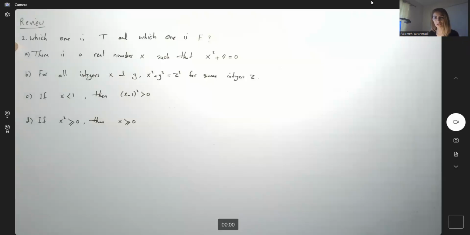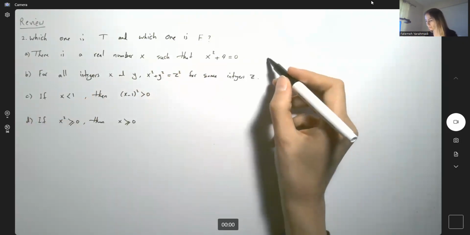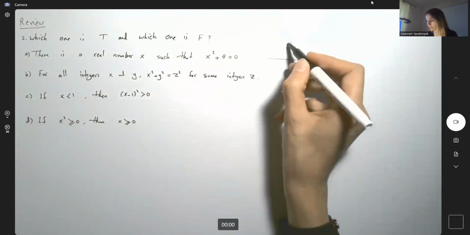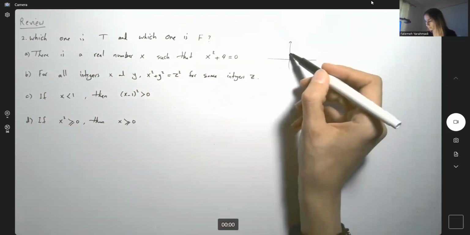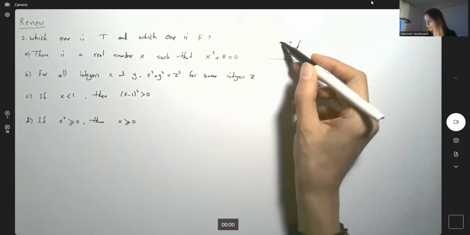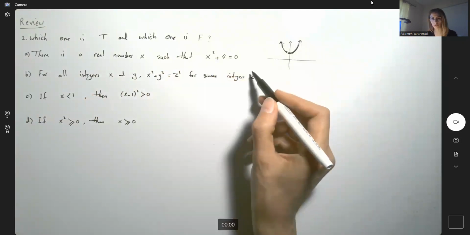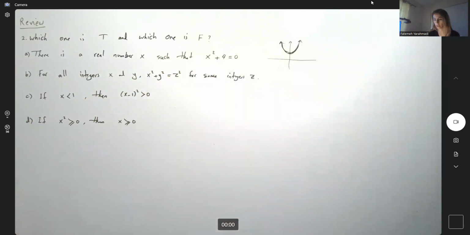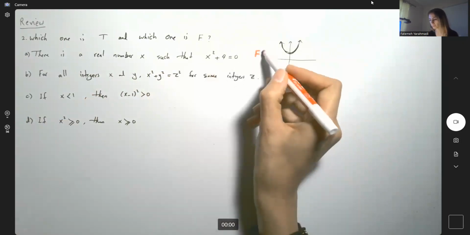So let's take a look at question 2. Which one is true and which one is false? The very first one says there is a real number x such that x squared plus 4 becomes 0. From algebra, you know the graph is a parabola and it is above the x-axis. There is no intersection between the parabola and the x-axis, so there is no 0. Or you could solve it algebraically. This is a false statement.